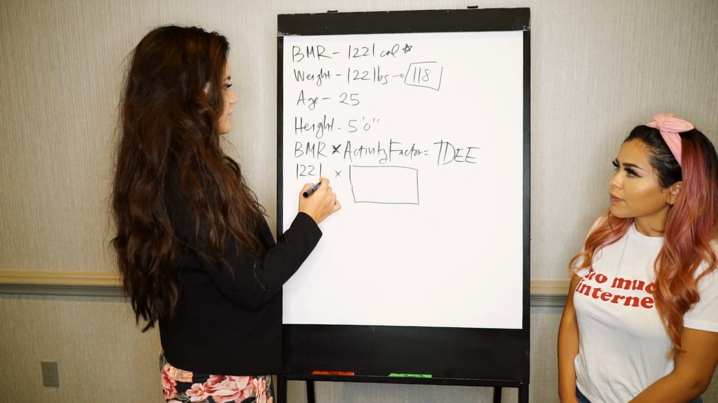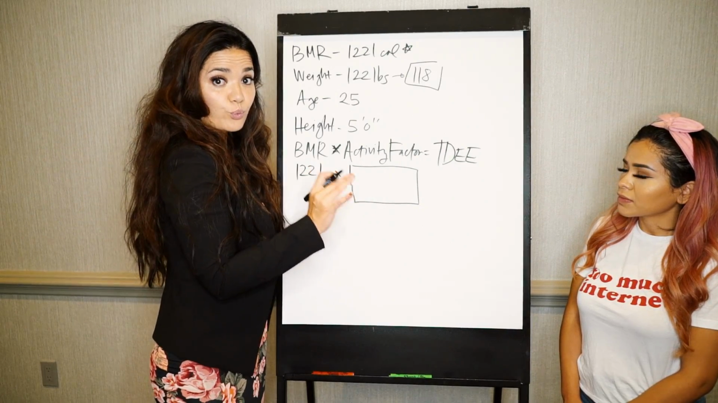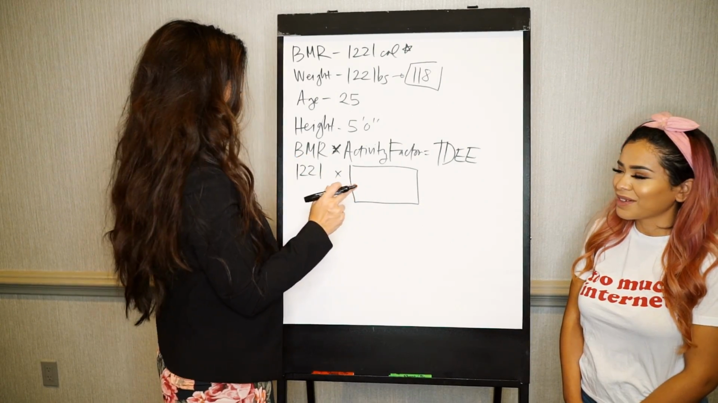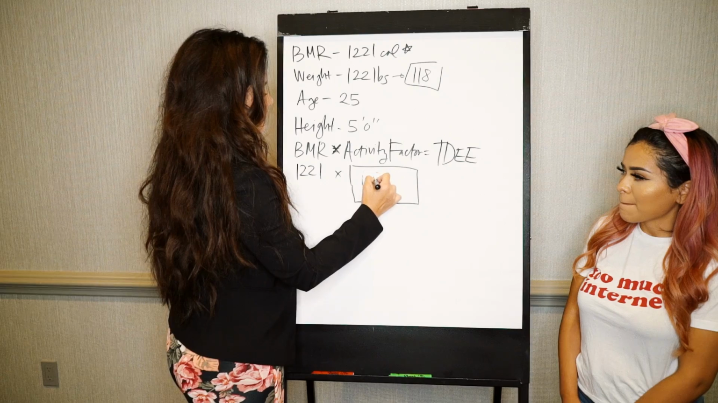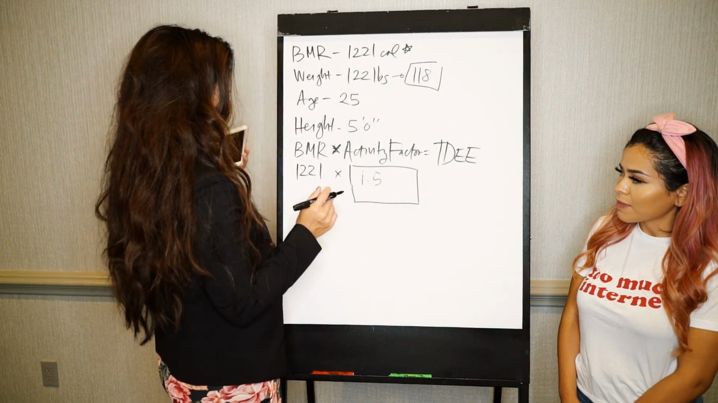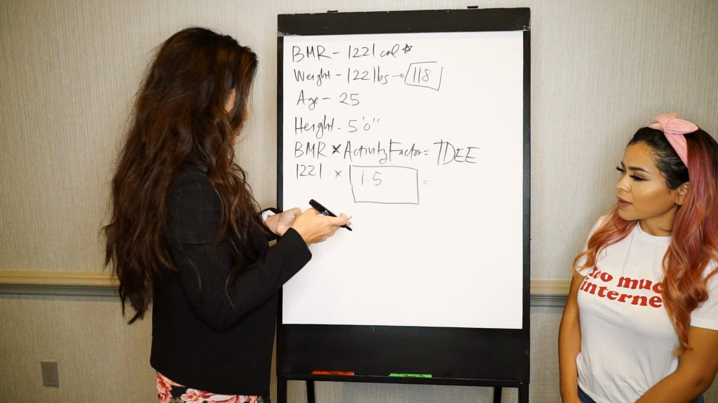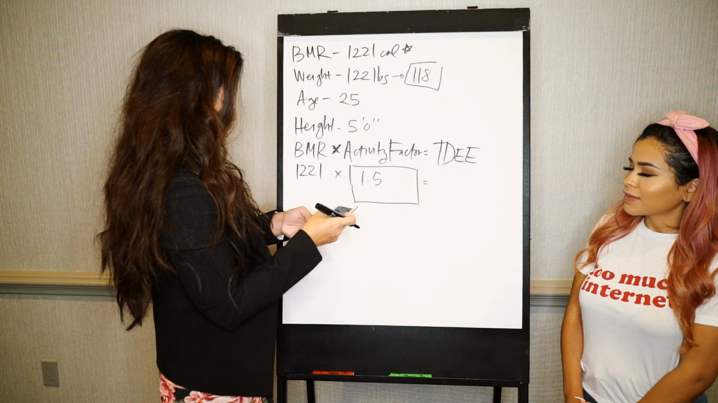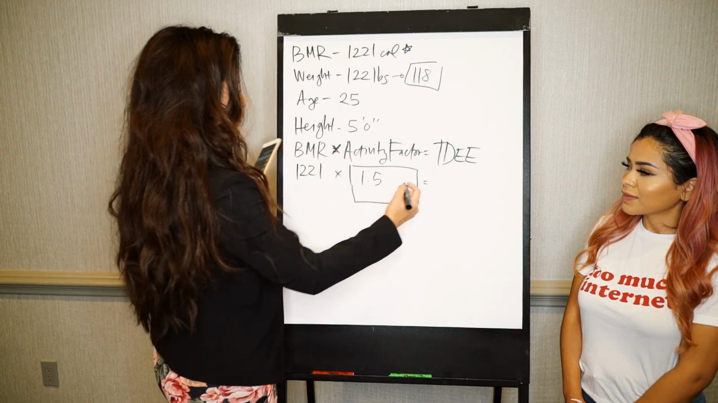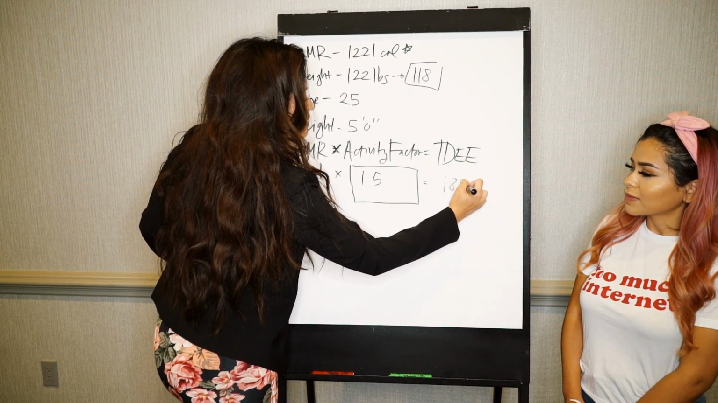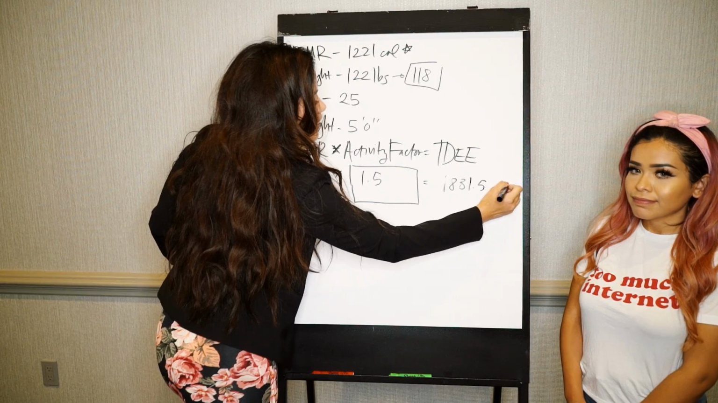Okay, so given the fact she's working out 4 to 6 times a week, which is really, really good, give you credit for that. So I'm going to give her an activity factor of approximately 1.5 under those conditions. So to determine her total daily energy expenditure, 1221 times 1.5. Okay, so that puts her TDEE at 1831.5 calories.